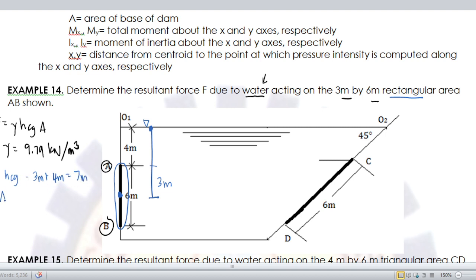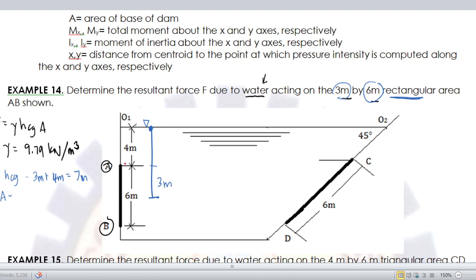Now, how about the area? Again, our focus here is the area of AB, the rectangular area of AB. From the shape, a rectangle, how are we going to solve for the area? Simply length times width. In this case, we are given 3 meter by 6 meters. From the figure we are given the 6 meters, which shows its height, or something like width, or even length.